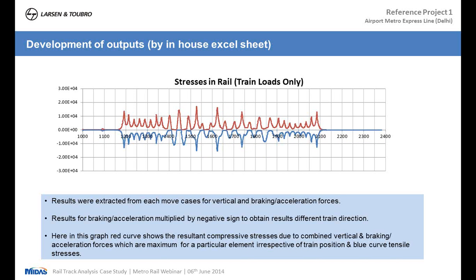This is the envelope for stress in the rail due to acceleration and vertical load. See, although we got worst case results in case of move 4, here the red curve shows maximum compressive stress for a particular element irrespective of train position, and the blue one shows tensile stresses.